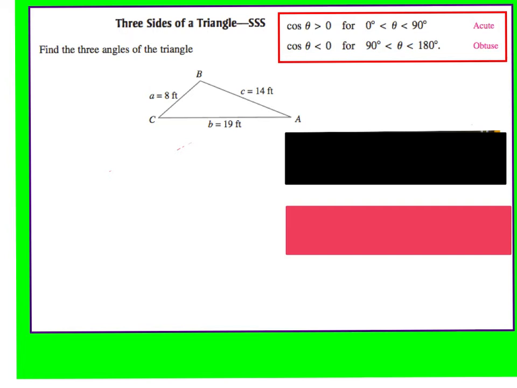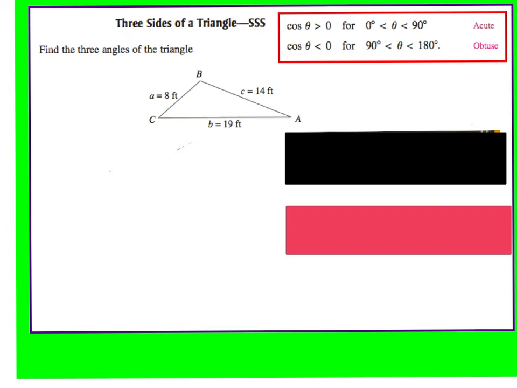So if you're going to use law of cosines, use the biggest angle. And the biggest angle is always across from the largest side, remember? If you're going to use law of sines, go with the smaller angle. That's going to help you out not having those ambiguous cases. So if we're going to do this problem, which angle would I solve for first if I'm going to have to use law of cosines?